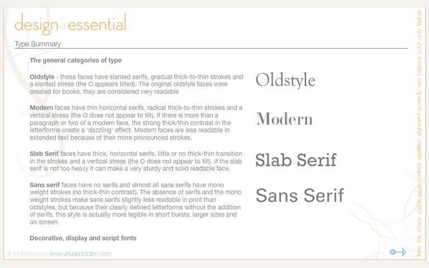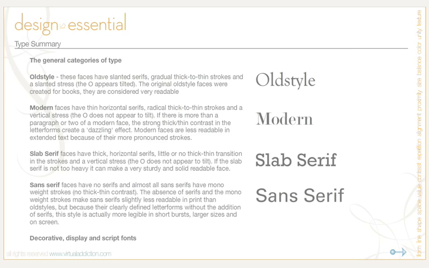The O appears tilted. The original old style faces were created for books, and they're considered very readable. The modern faces have thin horizontal serifs, radical thick to thin strokes, and a vertical stress. The O does not appear to tilt. If there is more than a paragraph or two in a modern face, the strong thick to thin contrast of the letter forms creates a dazzling effect. Modern faces are less readable in extended text because of their more pronounced strokes.